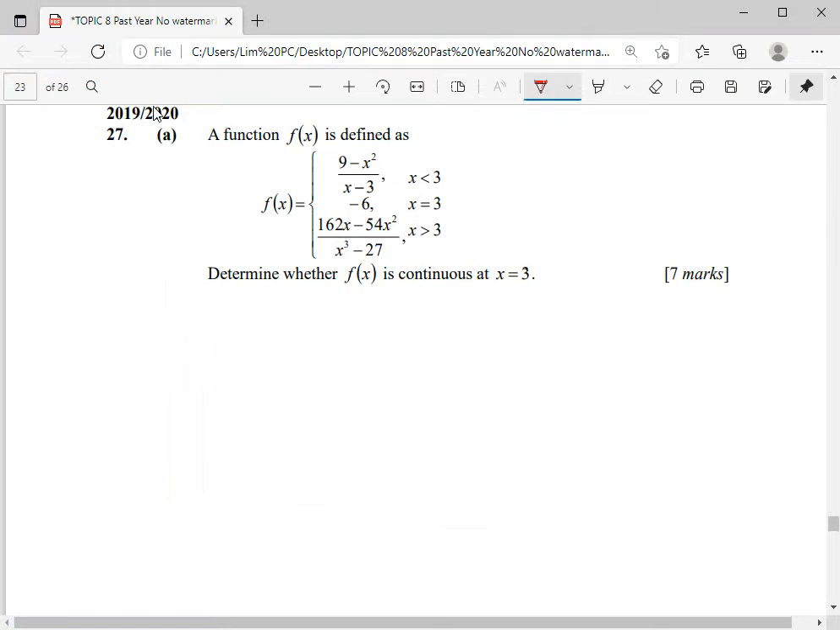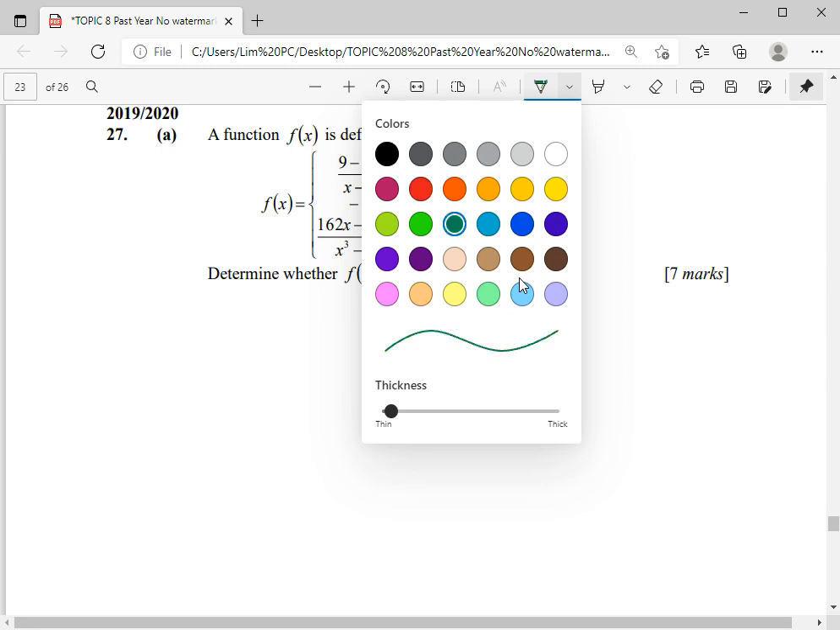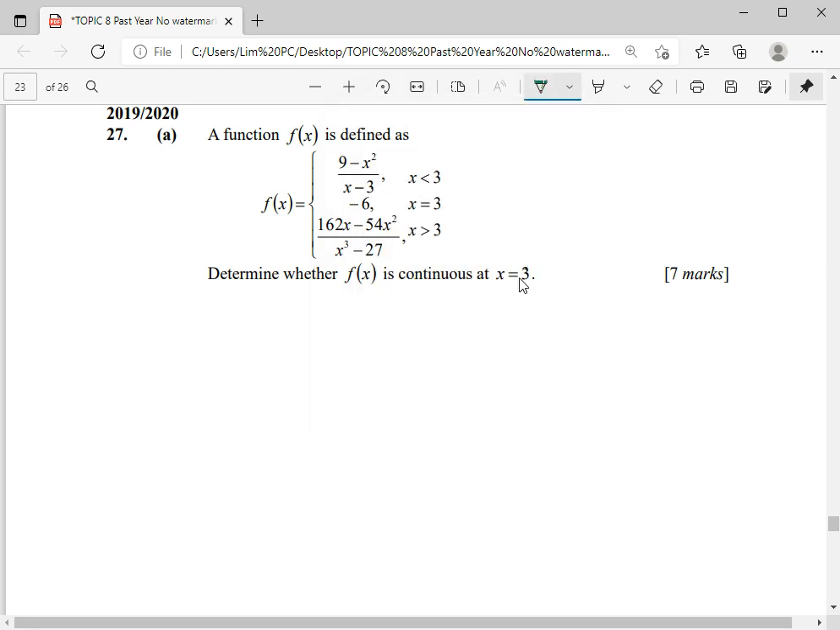So you can see question 27, it also gives us a piecewise function. We need to make sure whether it is continuous or not. So we have to try to prove the three conditions one by one. Before we do it, we draw out our interval first.